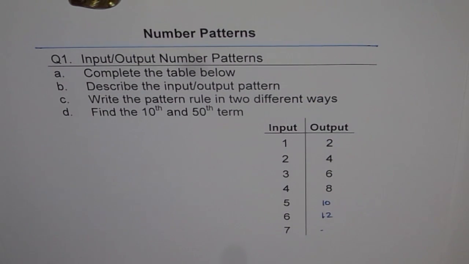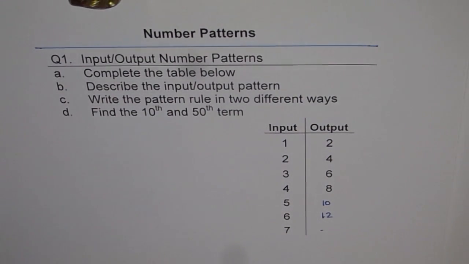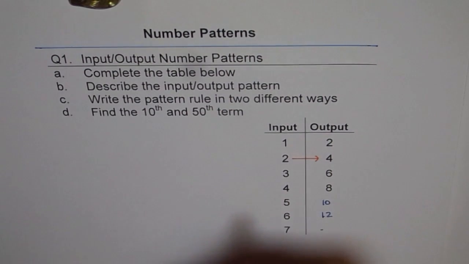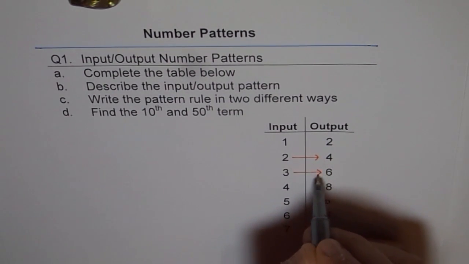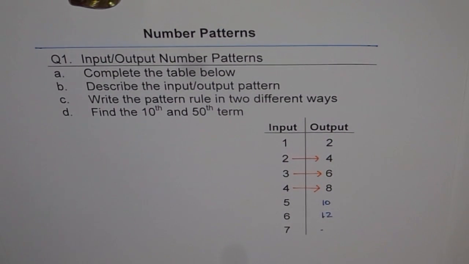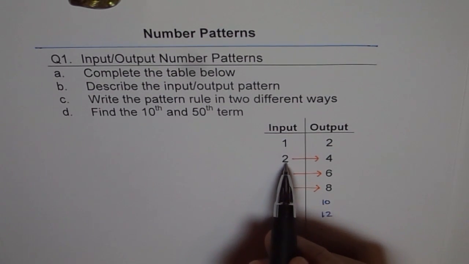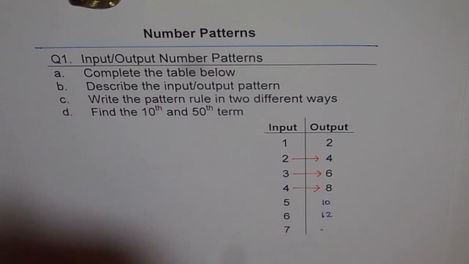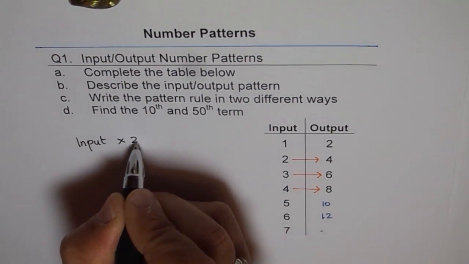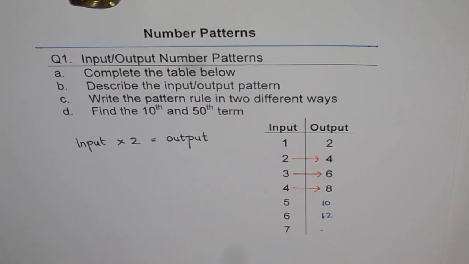And fill it up. Now, part B is describe input-output pattern. That is, how do I get, if I put in 2, how do I get 4? How do I get 6 from 3? And how do I get 8 from 4? So that is what I need to describe. So it seems to be simple. If I double it, I get the number, right? So we can write input times 2 equals output, right? That should work. That should work.